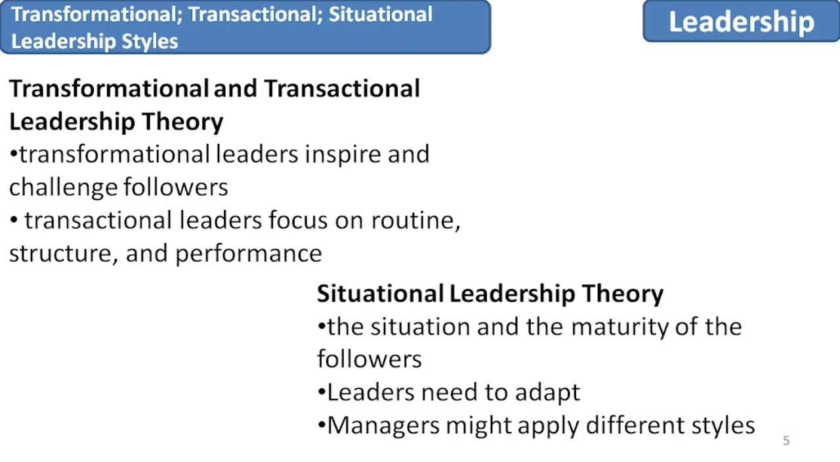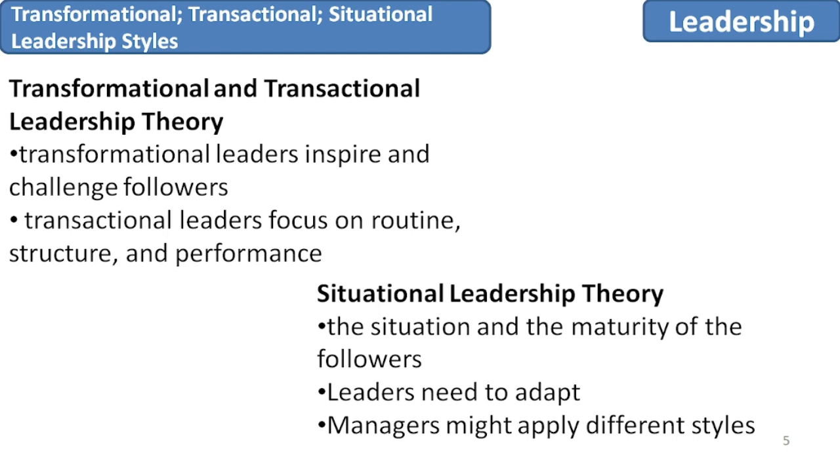Bass's transformational and transactional leadership theory. Bernard Bass expanded on James MacGregor Burns's ideas, emphasizing that transformational leaders inspire and challenge followers to achieve extraordinary outcomes. In contrast, transactional leaders focus on routine, structure, and performance. This theory highlights how leaders might take on roles that inspire and challenge, while managers handle transactional and routine tasks.